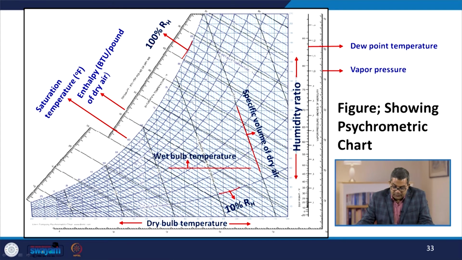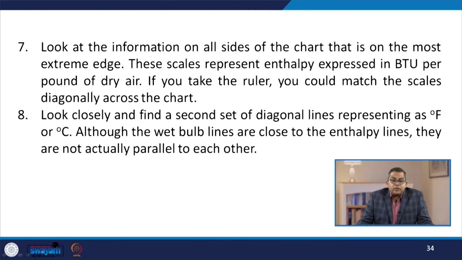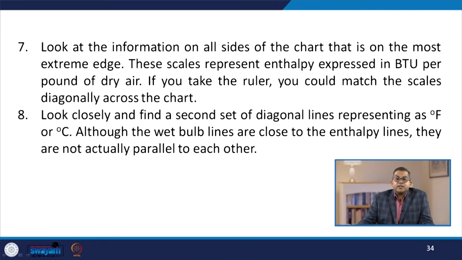Now here, to be more precise, you can see the dew point temperature, vapor pressure, and other designated values. Now look at the information on all sides of the chart, on the most extreme edge. These scales represent the values of enthalpy expressed in BTU, British Thermal Unit, per pound of dry air. Now if you take a ruler, you could match the scales diagonally across the chart. Now you need to look closely and find a second set of diagonal lines.